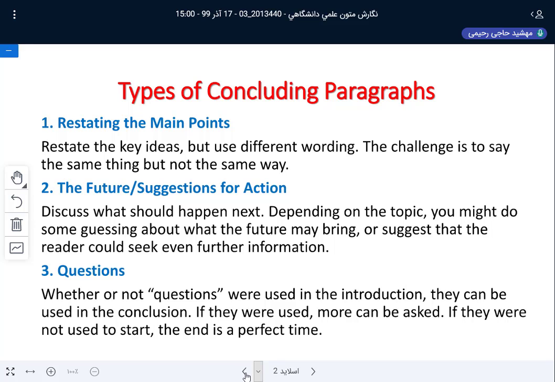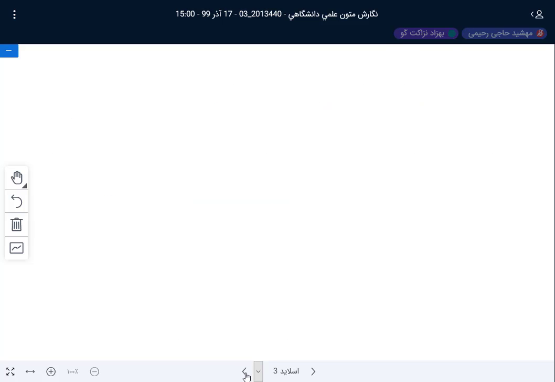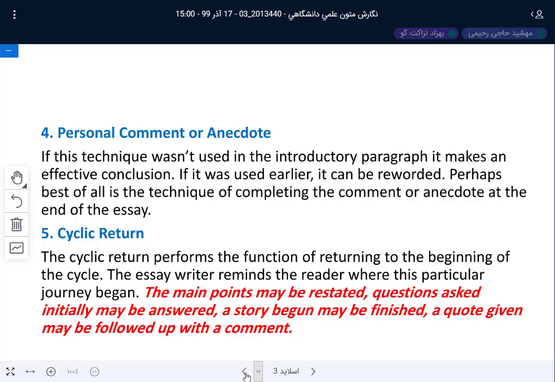Number three, questions. Whether or not questions were used in the introduction, they can be used in the conclusion. If they were used, more can be asked. If they were not used to start, the end is a perfect time. Very good. What else? Number four, personal comments or anecdotes.